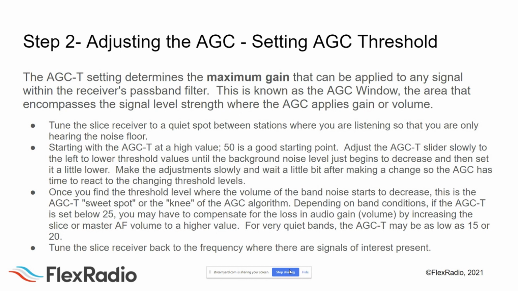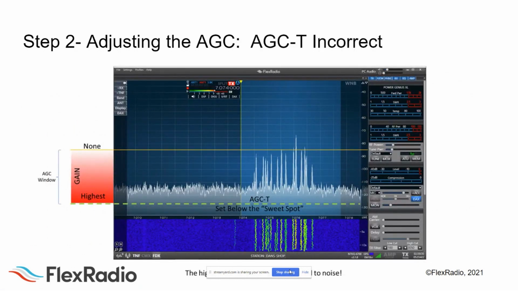In general, if the noise floor is not changing very often, then once you've set the AGC threshold, it's fine. Now, when you change bands, you're going to want to readjust the AGC threshold, or if band conditions change rapidly, you'll want to reset it. But in general, once you set it, you can operate for a couple of hours without having to worry too much about changing it.